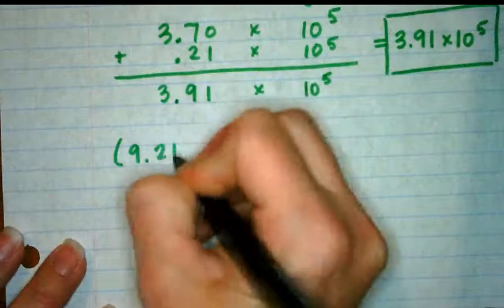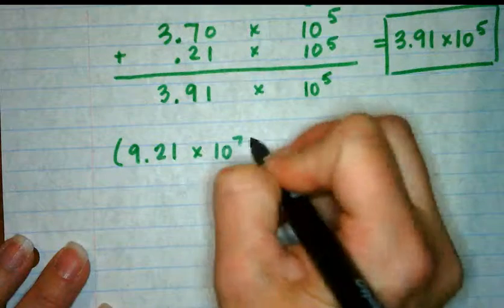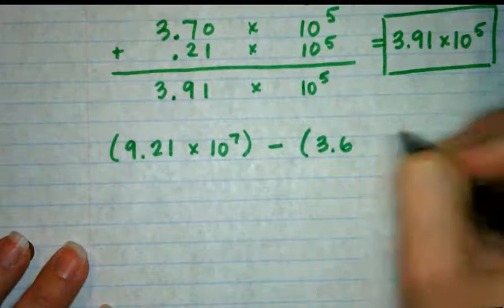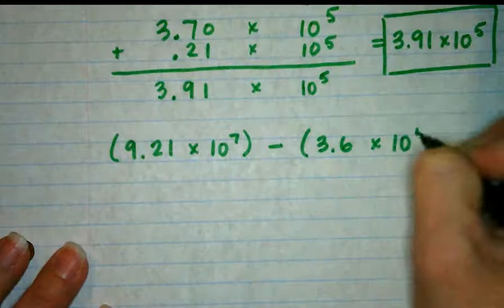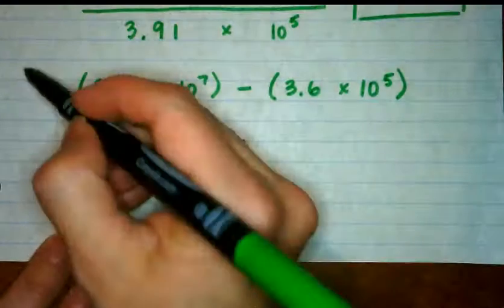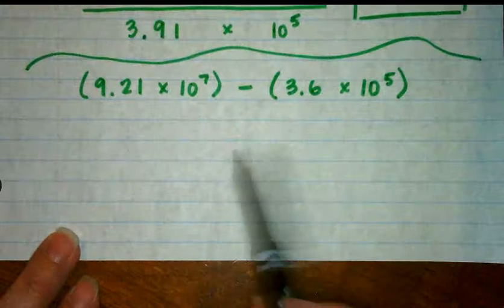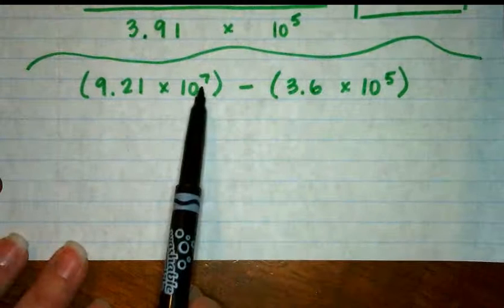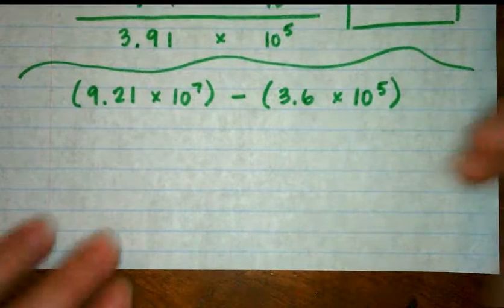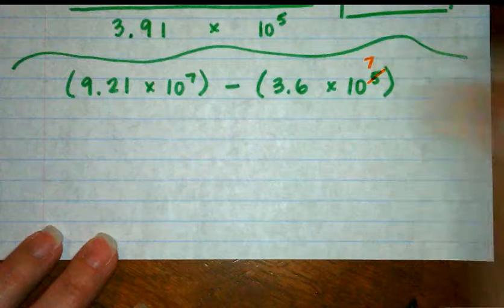Let's try a fraction problem. How about 9.21 times 10 to the 10th? And let's subtract 3.6 times 10 to the 5th. Now, if you remember from above, I said the best thing to do was to use the larger exponent. So I'm going to use 10 to the 7th, which means that this 5 needs to change to a 7.